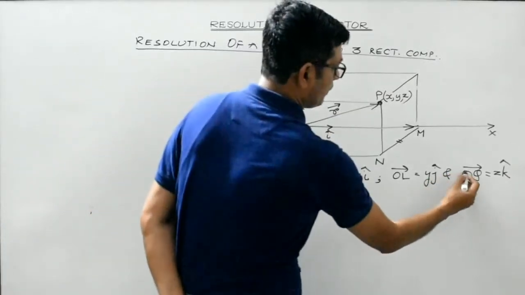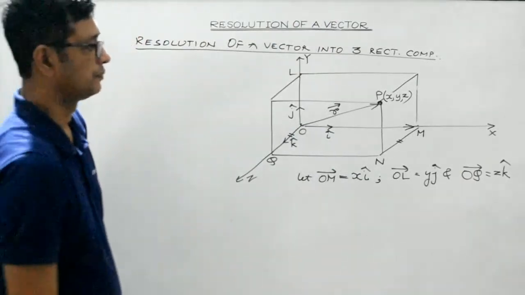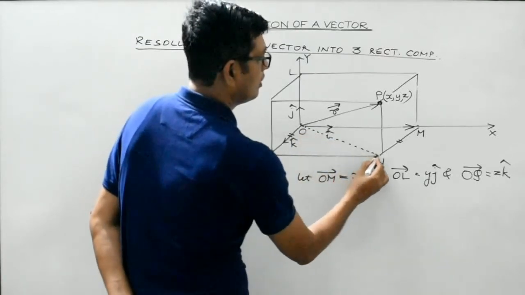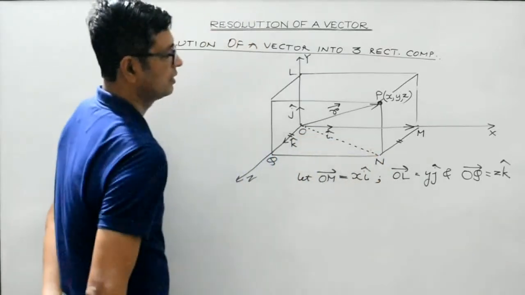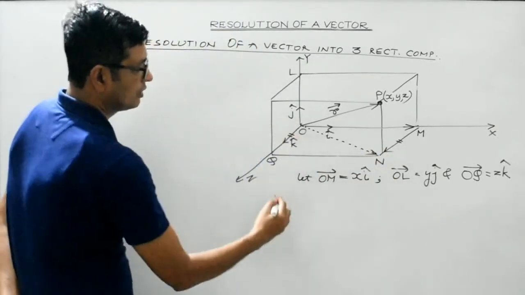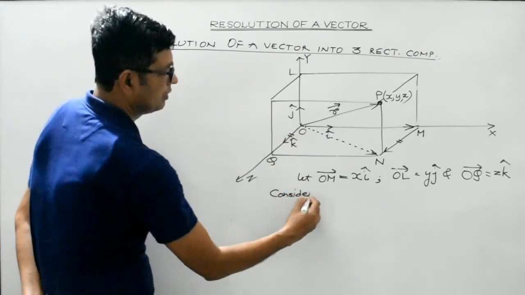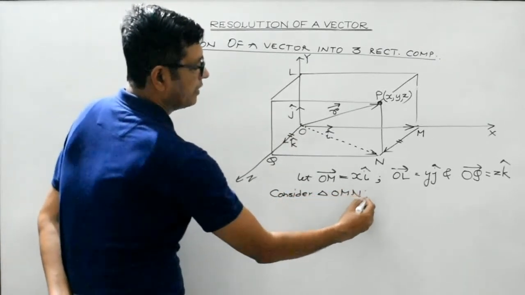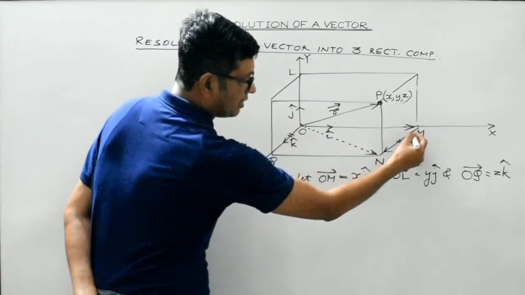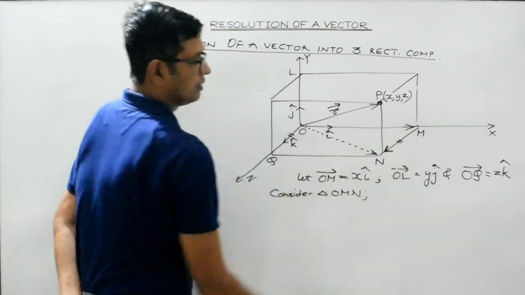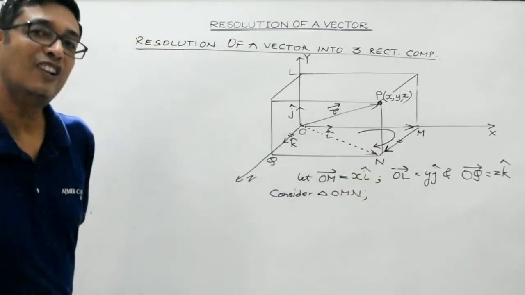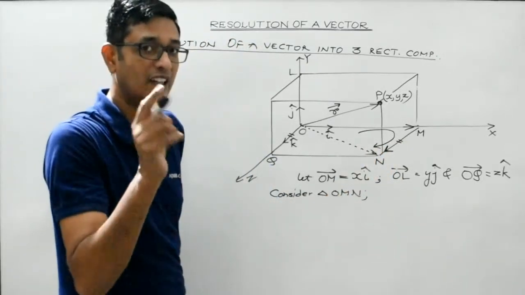So now what to do is, let's consider this triangle OMN. Now look, as I have told you, OQ vector is equal to MN vector. So I have indicated the vector from M to N like this. So this is a triangle where we can very much make use of triangle law of vector addition. Right?